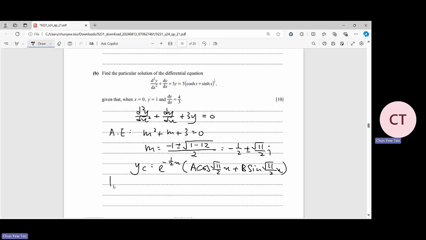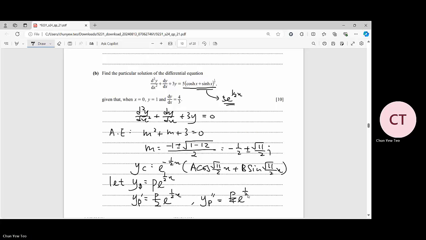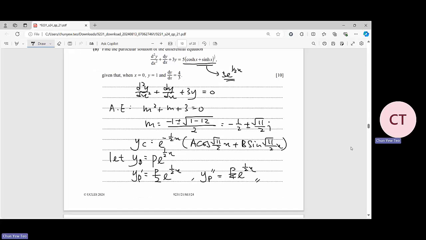Now we want to go for the particular integral. For the particular integral, you just need to let it be yp. Because of your right-hand side, we know that this is 5 e to the power of half x based on the part A result. So that means this is an exponential function, which means we just make this become p e power half x. Then from here, we find yp prime and yp double prime. Okay, so this is the yp double prime.